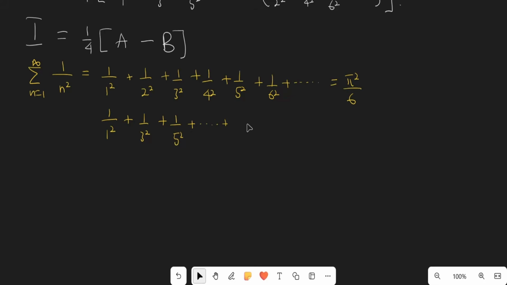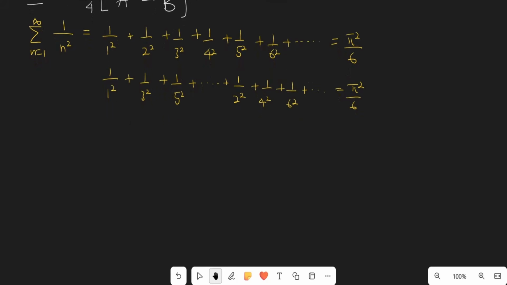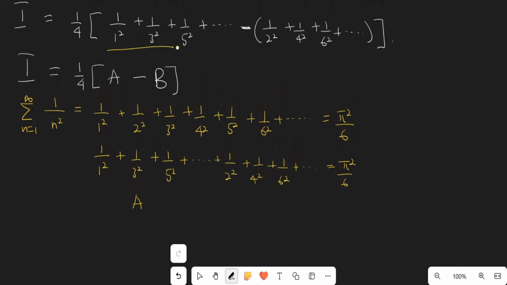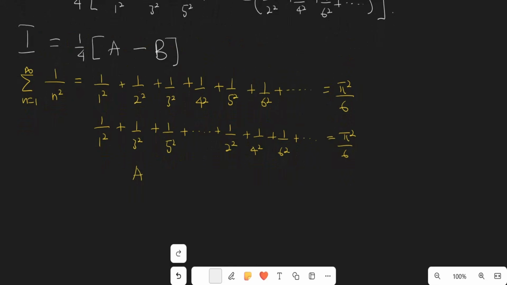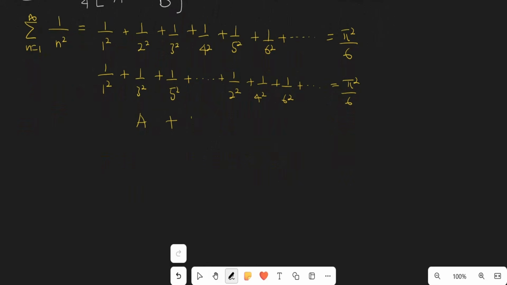Then you also have the even denominators, that is 1 all over 2 squared plus 1 all over 4 squared plus 1 all over 6 squared. This one continues until infinity, and this one sums to pi squared over 6, right? So we see that these are the odd denominators and these are the even denominators. So this is A initially, this is A and this is B, right? So that means that A plus B will sum to pi squared over 6, correct?